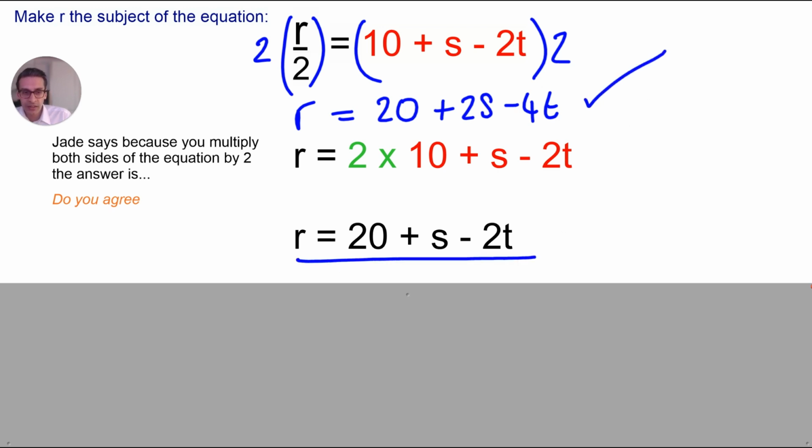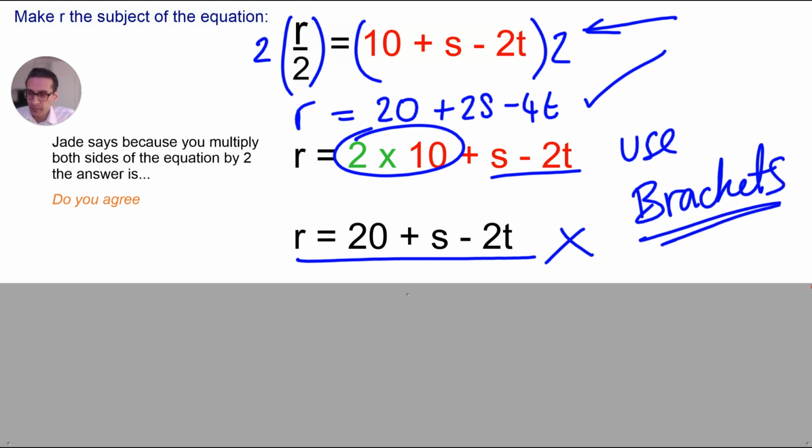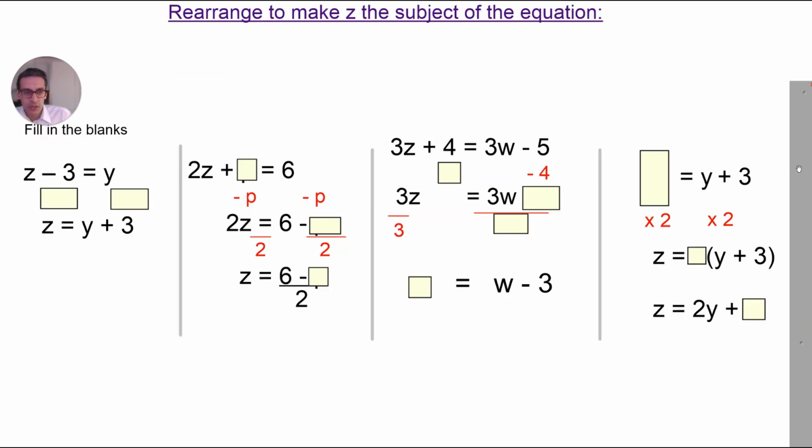What you see down here is not correct, because this person has only multiplied the 10 by 2 and then forgot the s and the 2t. So just be careful when you're multiplying both sides of an equation. Use brackets. Always use brackets, because this is a silly mistake if you make that. Okay, so let's try some fill in the blanks. Pause the video and try all the questions, and then I'm going to show you the answers.